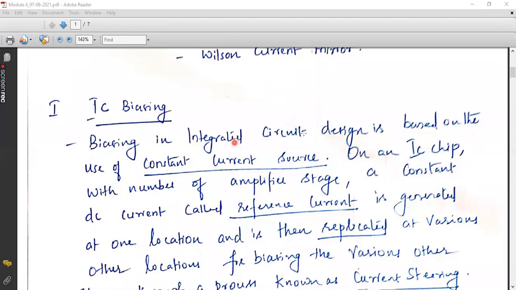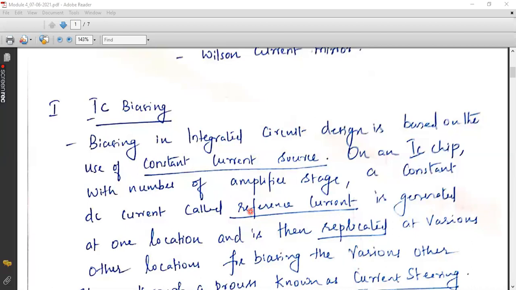For example, if you consider an IC having a number of amplifier stages, then you will fix a current which is called the reference current. By using some resistance circuit or some current source, you will generate a reference current at one location of an IC. You know that in an IC we have n number of nodes, isn't it? So we will focus only on one node, and then generate a reference current by using a simple resistance and a simple battery. You know how to generate a current, right?